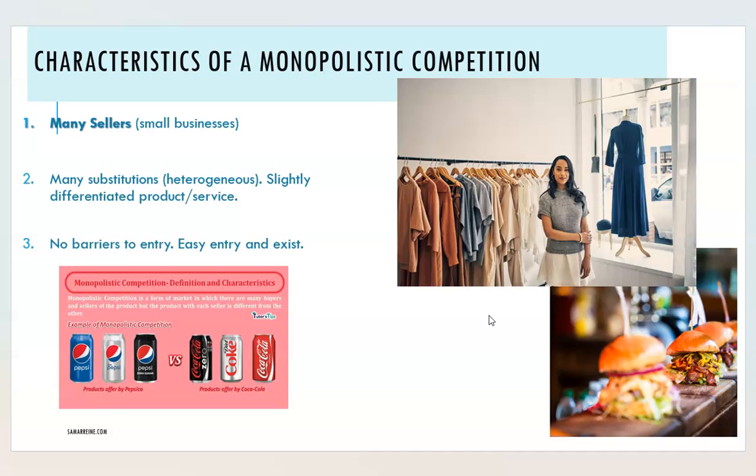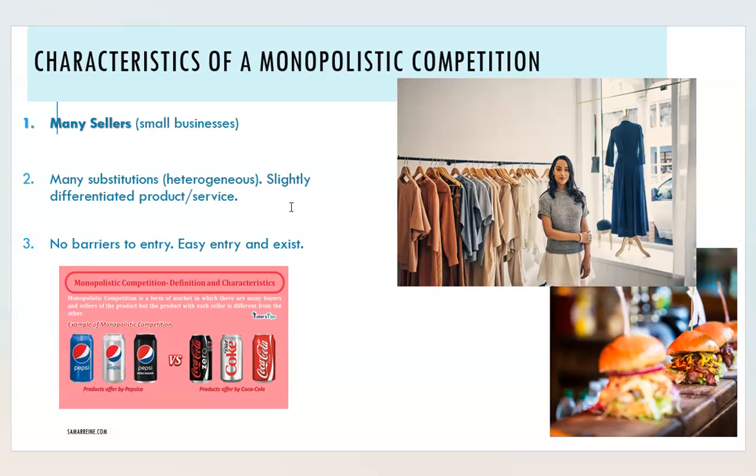So let's look at this one. Many sellers, just like perfect competition. However, slightly differentiated product or service, meaning in this case, you can distinguish a little bit. For instance, you might have a favorite stylist. There might be many salons or barbers in town, but you still go to one in particular. You think they get you better, they understand your hair better, you like their pricing better, you like the ambiance, you like the distance from your house.